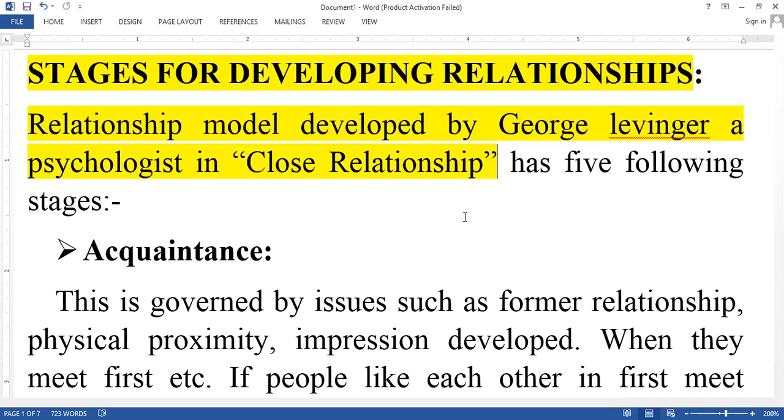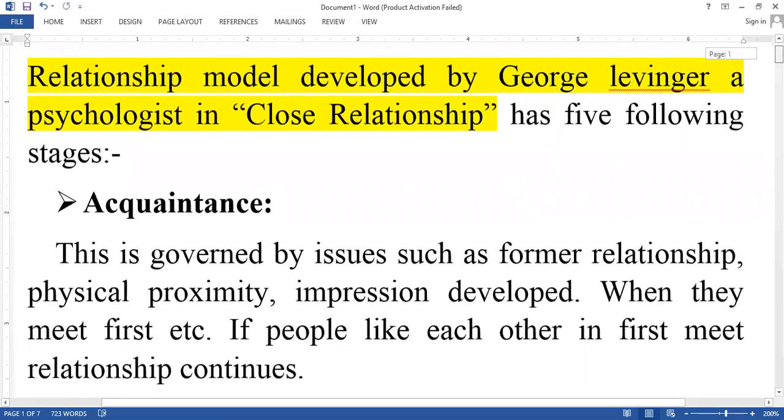Therefore, there are different stages involved in developing the relationship. To develop interpersonal relationships, we have to go through several stages. Among them, we are dividing the important ones into 5 stages. Those 5 stages are very essential to develop the relationship between one person and another person. So what are those important steps here?